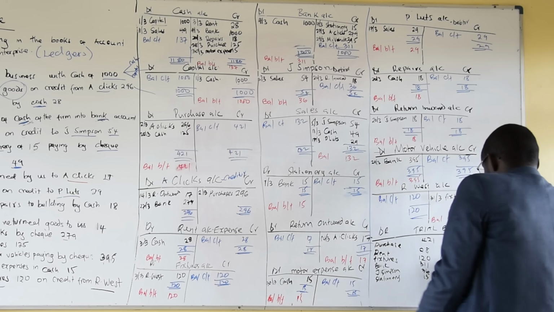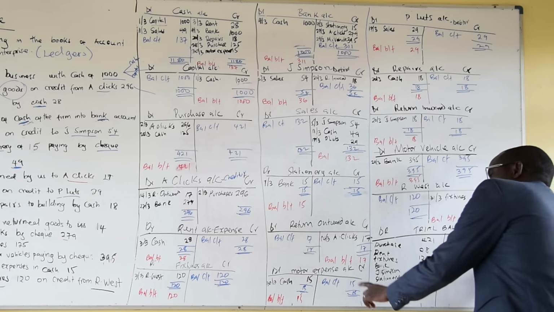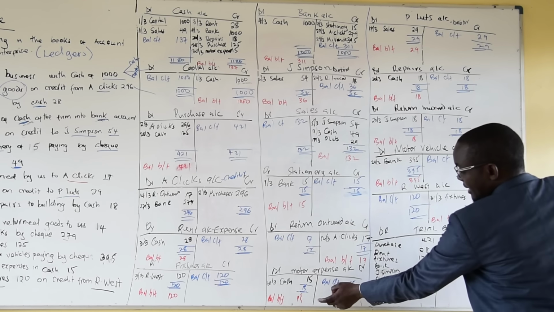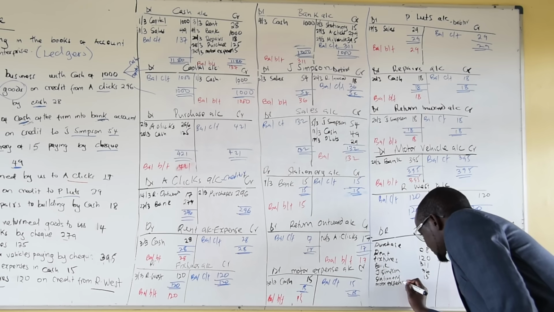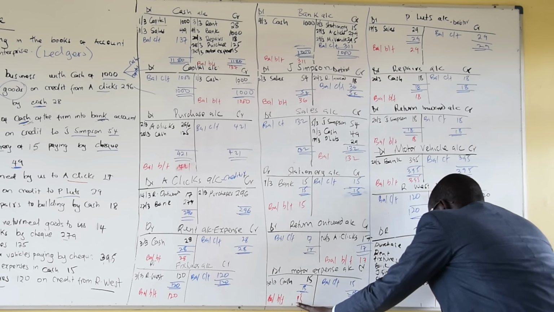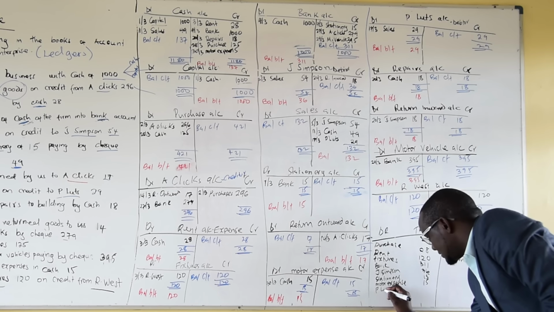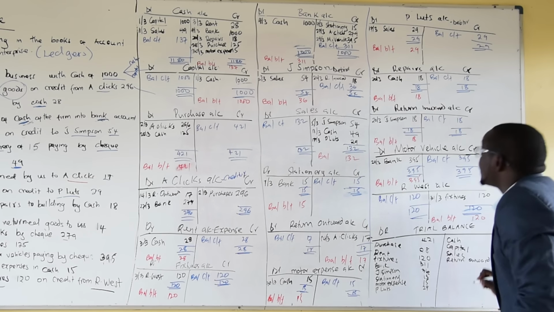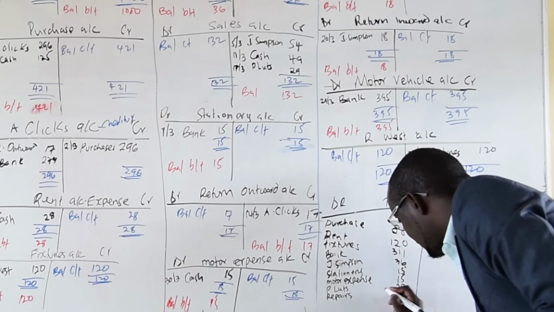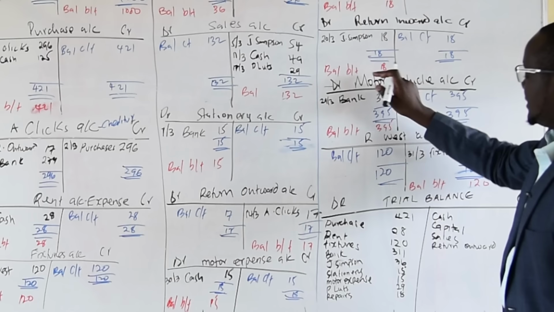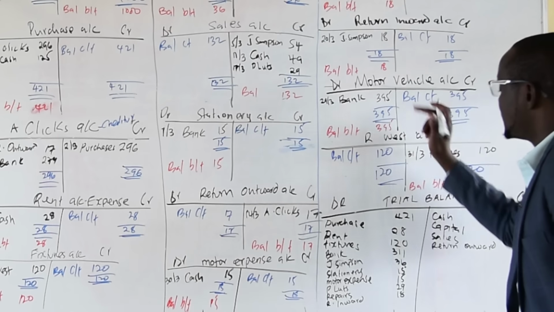Here we have return outward. The balance is on the credit, so 17. Here we have motor expenses. The balance is here, 15. Here we have pillars. I still write pillars. This is 29. Here we have repairs, 18. Here we have return inward. Return inward is 18.